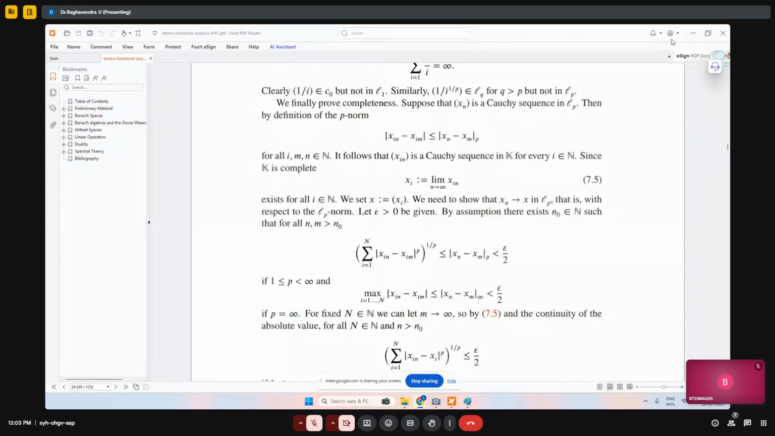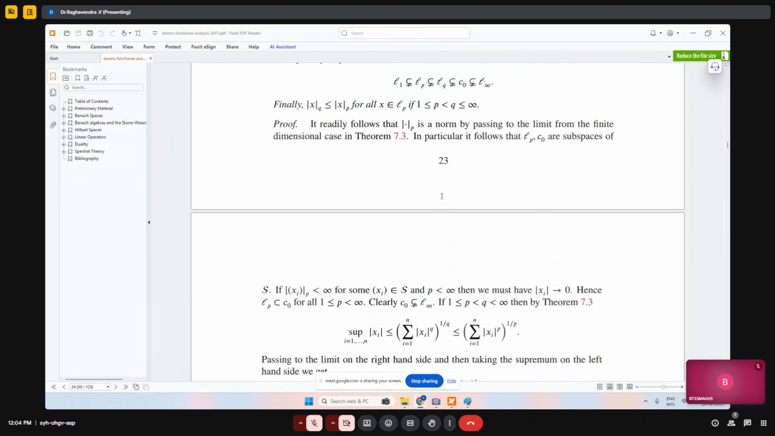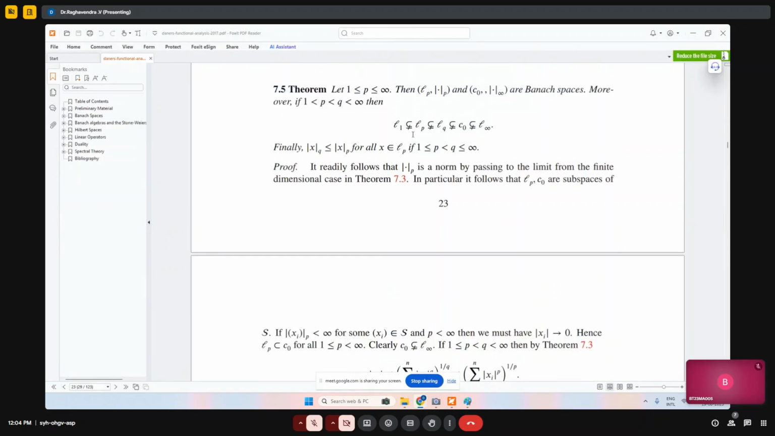I hope you are able to see the screen. Yes, sir. I will come back to this part, but before this, let me give you what it is that we are trying to prove. The question is that we want to prove this theorem 7.5. That is, for 1 less than or equal to p less than or equal to infinity, LP with the norm p, called the LP norm, and C0 with the infinity norm are Banach spaces.